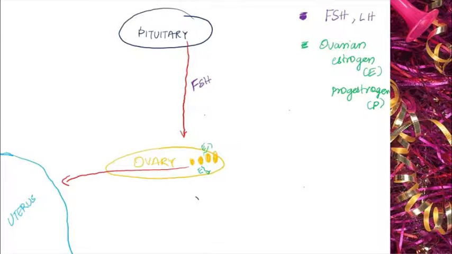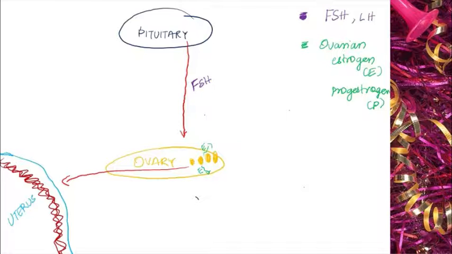Okay, so it goes to the uterus and stimulates the wall of the uterus, and the uterus wall becomes thick and glandular. So this is a preparation for implantation. Actually, everything is happening in the blood, right?